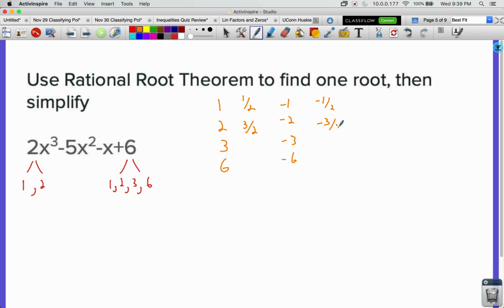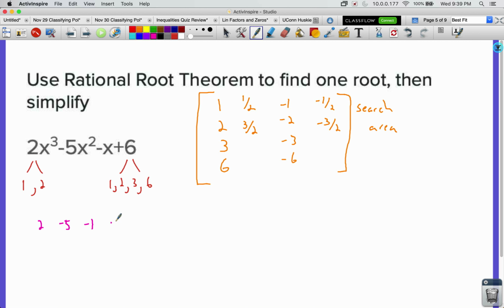And we have a total here of 12 possible rational roots. Because this is odd, we're guaranteed at least one of these will work. So sometimes I call this our search area. All right, and we're going to start using synthetic division. Let's try the easy ones first.